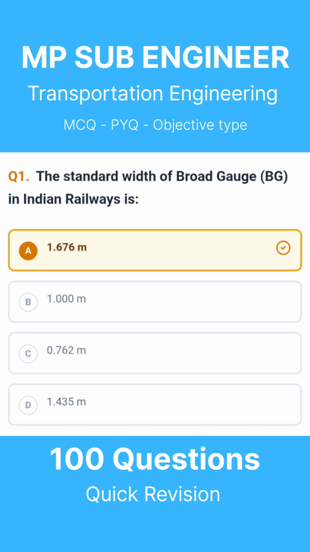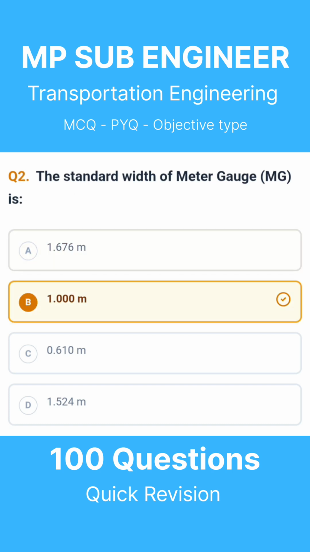Question 1. The standard width of broad gauge (BG) in Indian Railways is. The correct answer is 1.676 meters. Question 2. The standard width of meter gauge (MG) is. The correct answer is 1.000 meters.